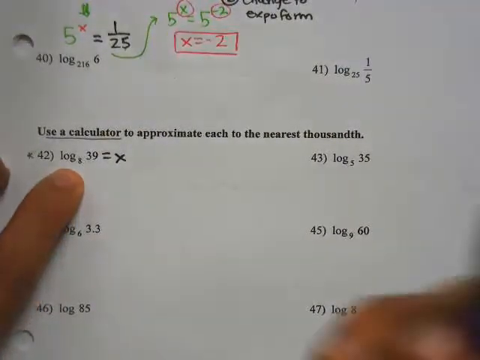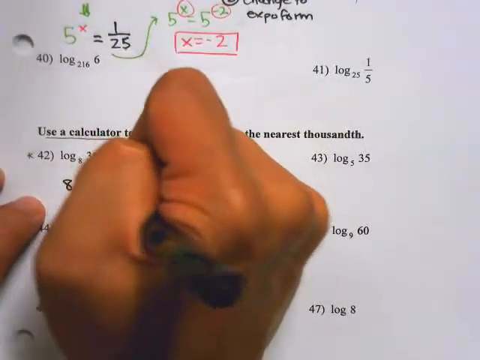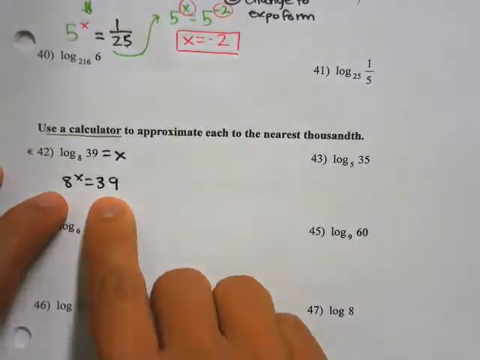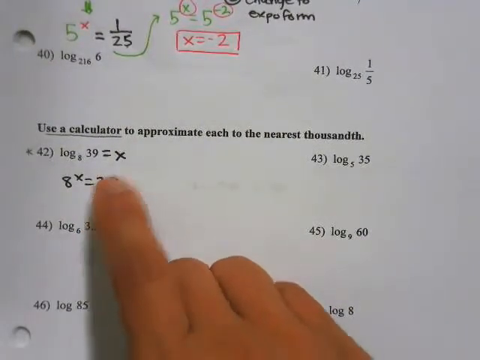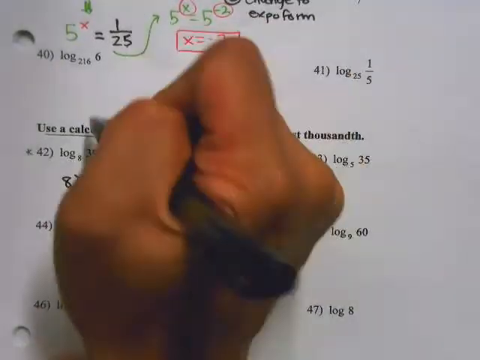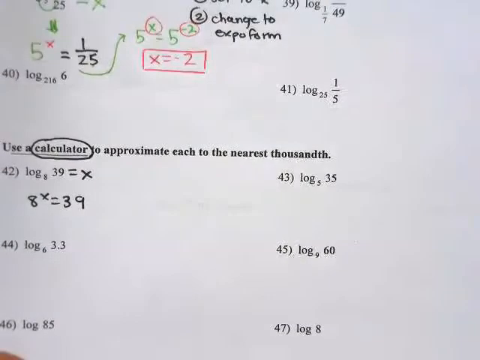Okay, so now let's change it into exponential form. 8 to the x is equal to 39. I don't know how to change 39 into a base of 8. So it's going to be a little bit difficult. This is where your calculator comes in. So you can definitely use the calculator this time around.